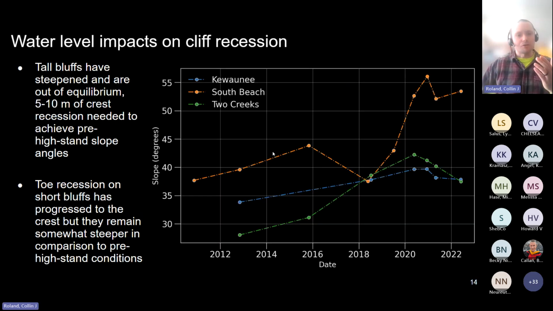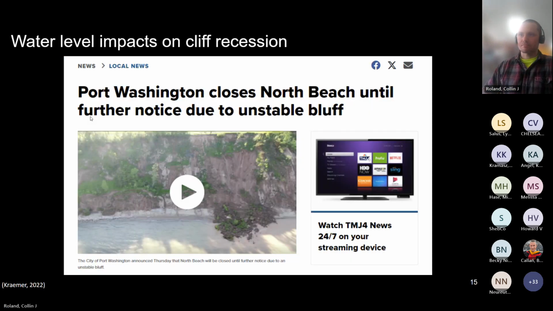This is a plot of the average slope for those 3 sites, just making the point again. Kewaunee is in blue, South Beach is in orange. Both have steepened. South Beach is significantly steeper. Two Creeks has also steepened, but it started to come back down. So we would intuit from this that South Beach and Kewaunee are out of equilibrium with their stable slope angles, whereas Two Creeks is getting closer to being in equilibrium. And we might not expect as much change being locked in for the crest of that bluff.